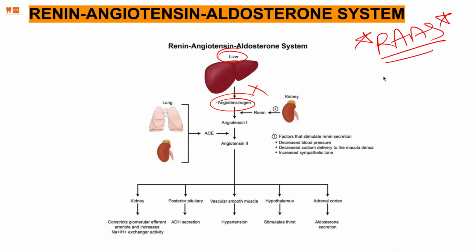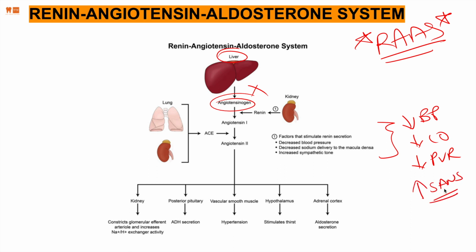But some factors, such as low blood pressure, low cardiac output, low PVR, or when the body or the kidney detects that there is an increase in the sympathetic autonomic nervous system, that, oh, why is the brain working so hard? Why is the adrenergic system activated? In that case, stimulation of renin occurs. So the kidney produces renin. Renin converts this inactivated angiotensinogen to the first model of angiotensin 1.